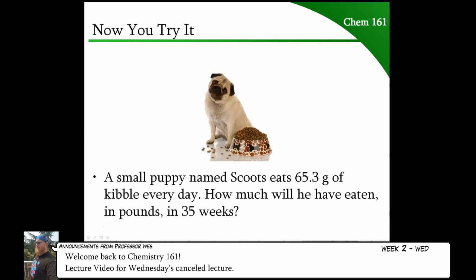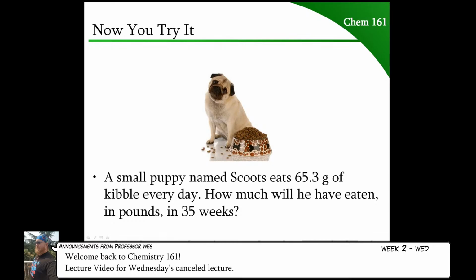All right. This is Scoots. Scoots is a puppy. Scoots eats a lot, as you can see by his food bowl. Scoots eats 65.3 grams of kibble every day, because he's a puppy. Aww. How much will he have eaten in pounds in 35 weeks when he's no longer a puppy? He'll be a big boy.